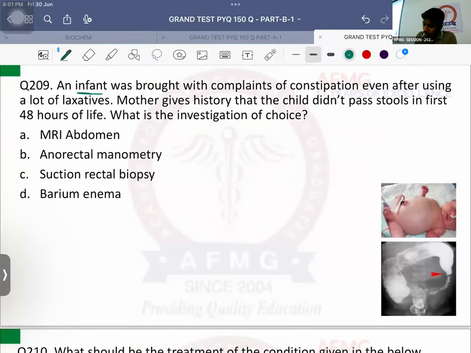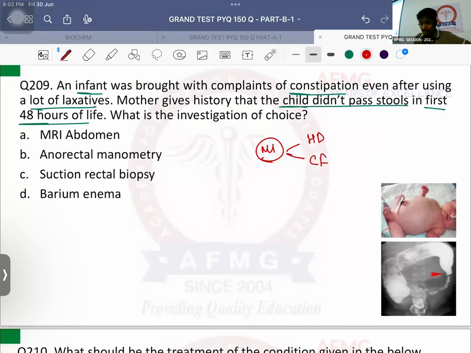An infant was brought with complaints of constipation even after using a lot of laxatives. Okay? Mother gives history that the child didn't pass stools in the first 48 hours of life. The first stools of the child are called meconium. Here there is a delayed passage of meconium usually. Okay? Delayed passage of meconium is meconium ileus. Meconium ileus is seen in two conditions, anybody? One is Hirschsprung's disease, also known as congenital aganglionosis. And second is cystic fibrosis. Please remember, okay? Because the meconium is very hard in cystic fibrosis.